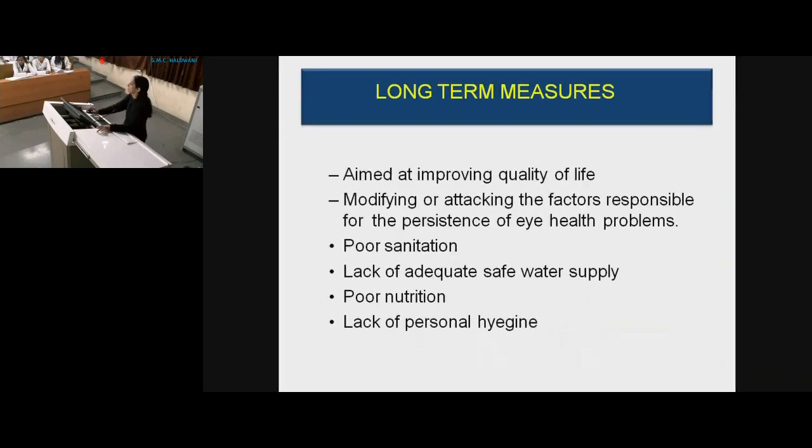Long term measures. What can be included in long term measures? That is aimed at improving quality of life by modifying or attacking the risk factors which are responsible for the persistence of eye health problems like poor sanitation, lack of adequate safe water supply, poor nutrition and lack of personal hygiene.